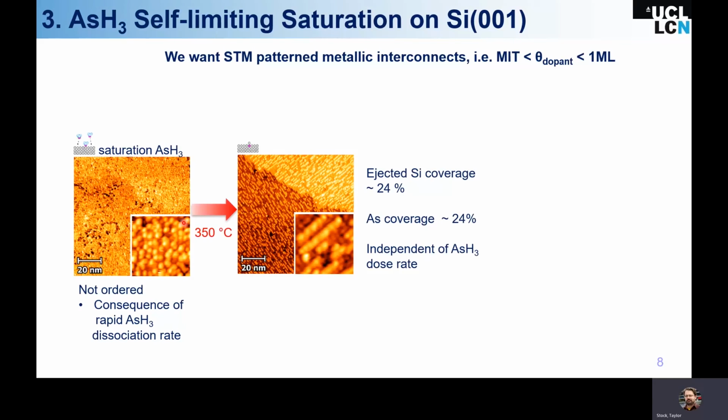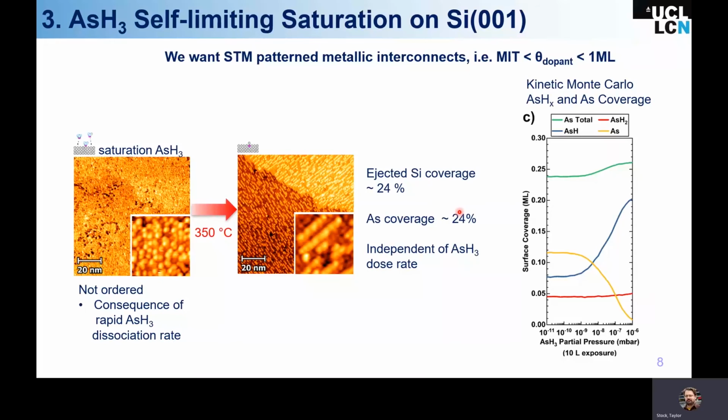Now, if we heat this up to 350, we once again see our telltale ejected silicon, and if we count the number of silicon here, we get an estimate of the number of arsine that's incorporated into the surface. This turns out to be 24% of a monolayer. And in fact, if you alter the dose rate of the arsine, this number does not change. And this can be explained by the speed of the dissociation reaction.